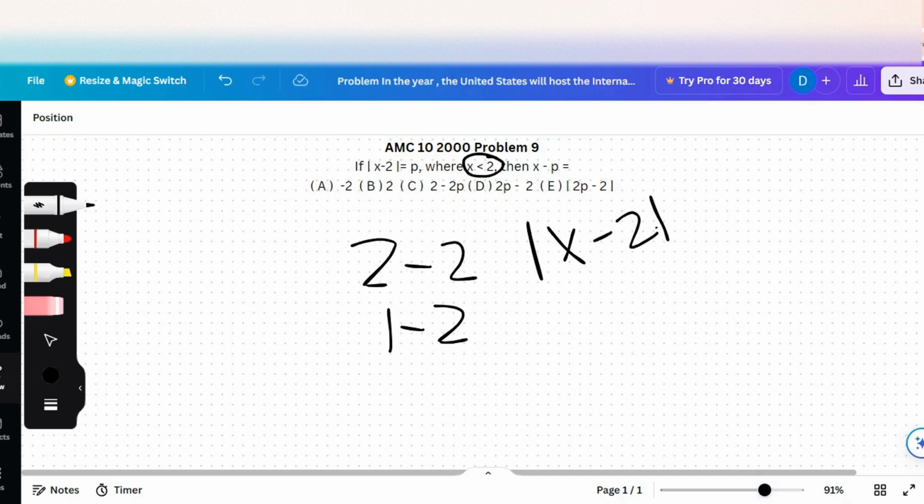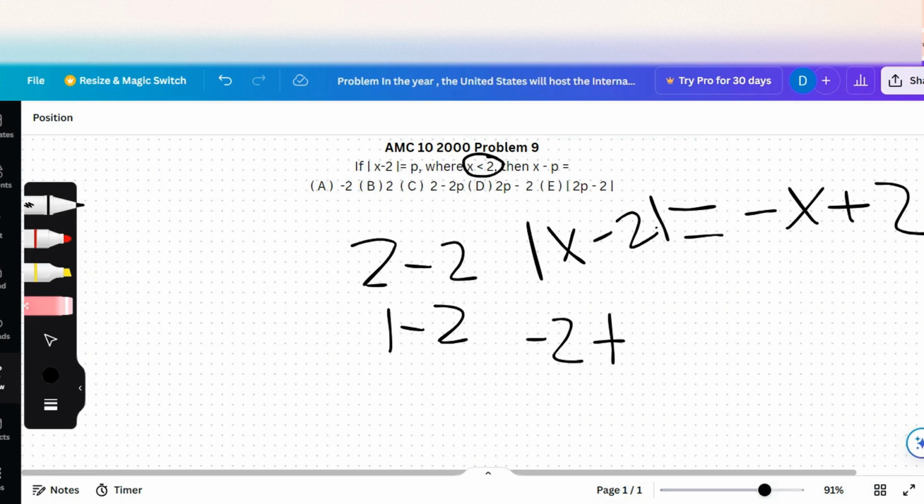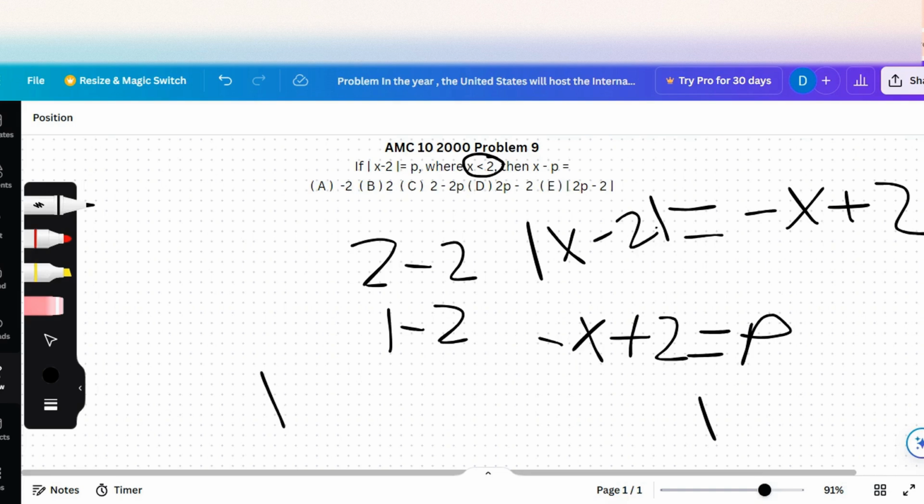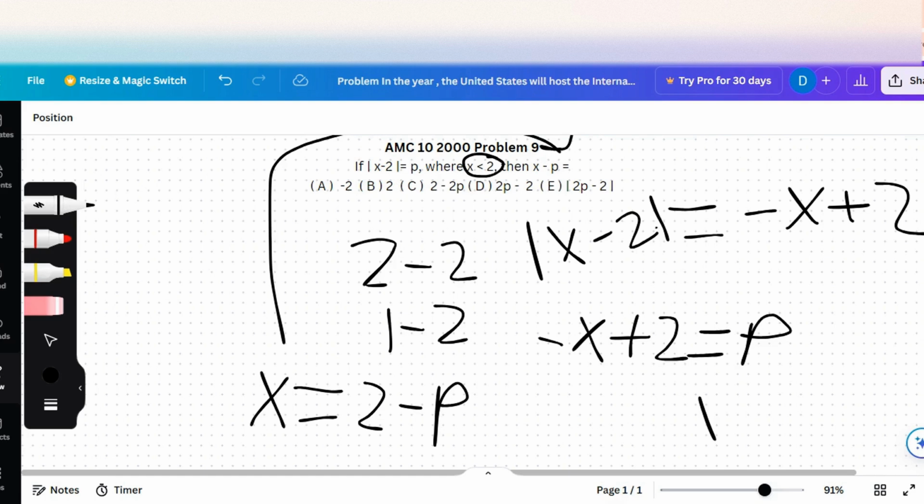So the absolute value of x minus 2 is equal to, if it's negative, negative x plus 2, because you multiply by a negative. We already have the equation: negative x plus 2 is equal to p. And we know what x is. x is equal to 2 minus p.